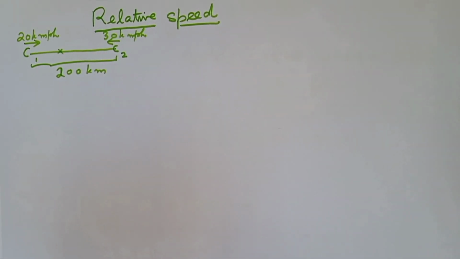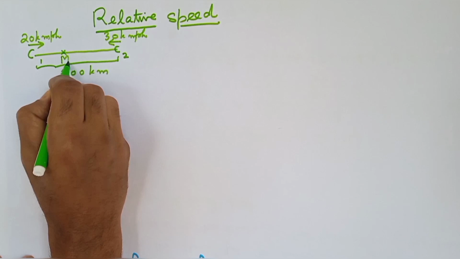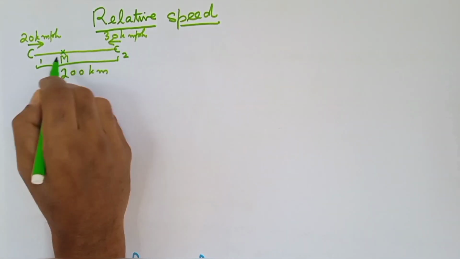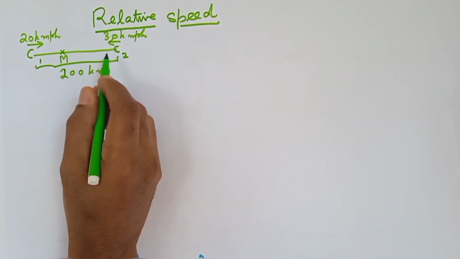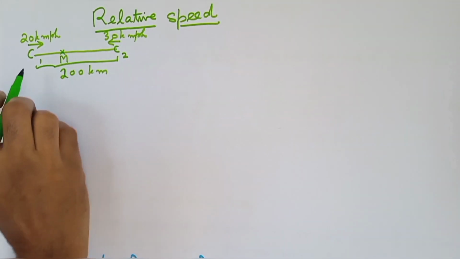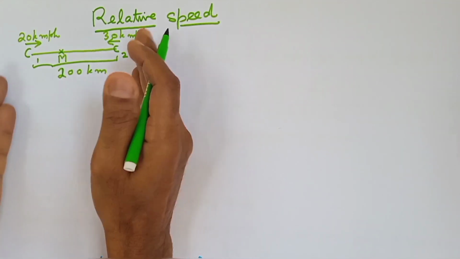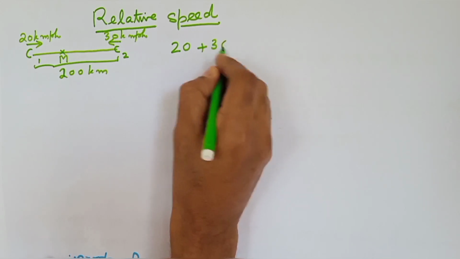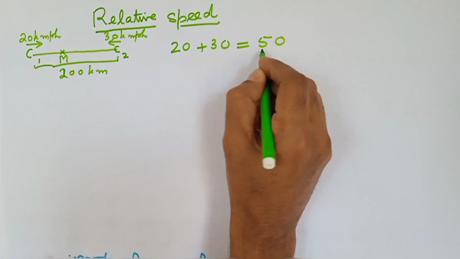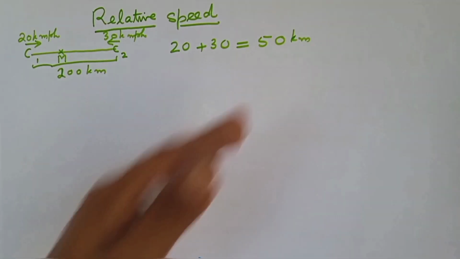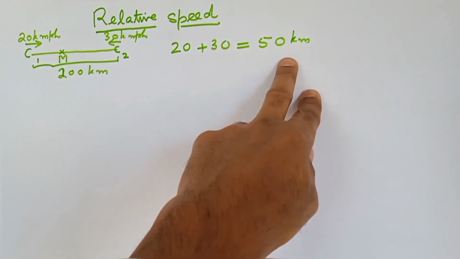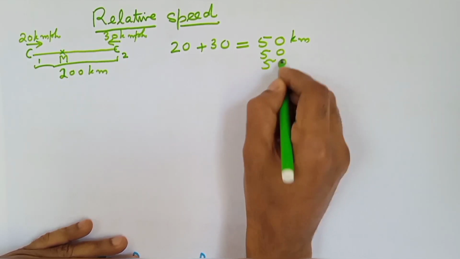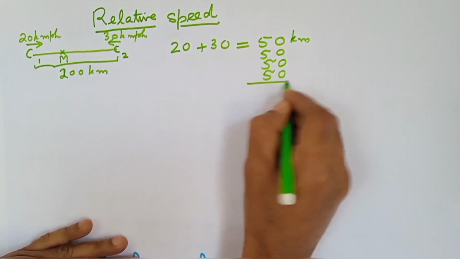Can you guess after how long they will be meeting, supposing the two cars meet at this point M? Can you calculate the time after which they meet? Every 1 hour, these two cars are coming closer to each other by how many kilometers? Every 1 hour they travel 50 kilometers together. So after 1 hour, they get 50 kilometers closer to each other. After the second hour, another 50, third another 50, fourth another 50.